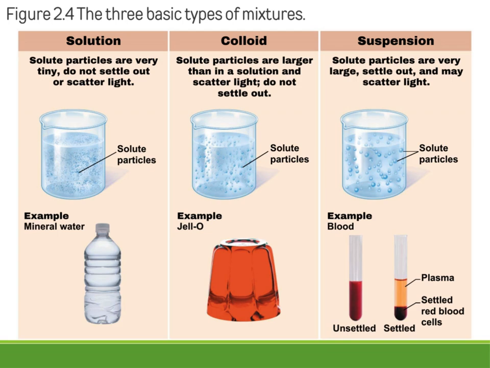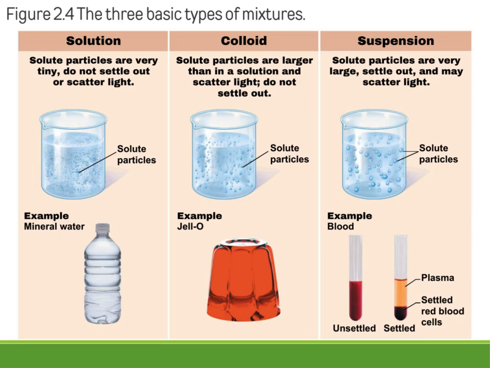Examples of mixtures are solutions, colloids, and suspensions. Solutions have small solute particles that are evenly distributed throughout. We would consider solutions something called a homogeneous mixture. Mineral water is a great example. Colloids have solute particles that are larger than what we see in a solution. They can scatter light and they do not settle out. A great example is something like fruit jello. Depending on how you store it, it's not going to be evenly distributed throughout the jello. That fruit might be up at the top or down at the bottom.